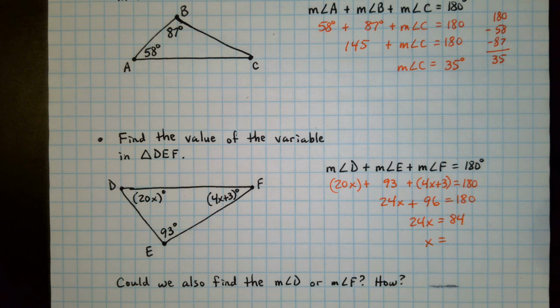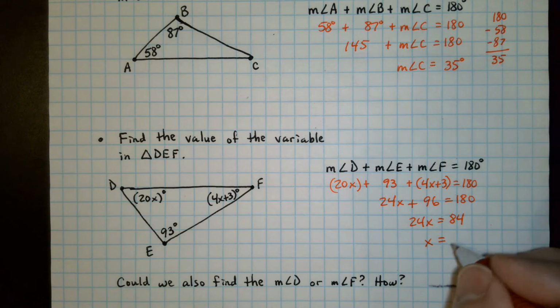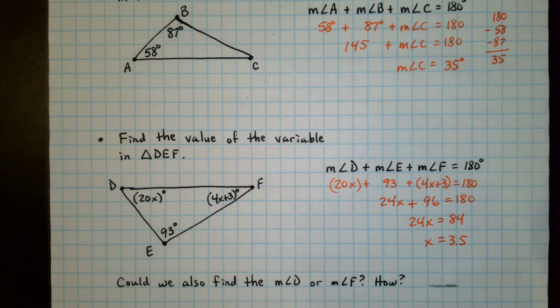And 84 divided by 24 doesn't give a whole number. It's going to give a decimal. But that's okay. That's an acceptable answer. So then you might ask, could we also find the measure of angle D or the measure of angle F? And the answer is yes.